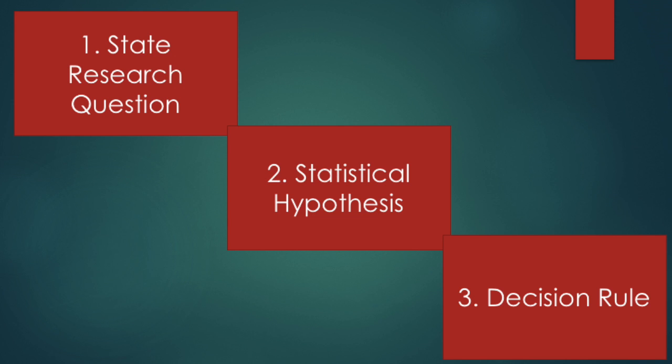To recap, we have stated the research question, stated the null and alternative hypothesis, and specified our decision rule. We can now move on to step 4 and calculate the z-score.